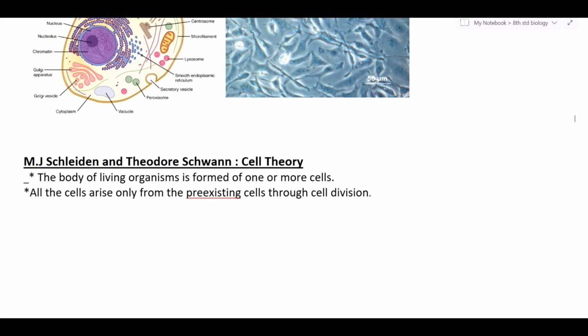The second theory: all cells arise only from pre-existing cells through cell division. Let's take an example of growing plants. Plants are grown with different methods like growing by seeds or vegetative propagation. But some basic source should be there. It cannot grow by itself. And when it comes to the word cell division, we will learn in detail in the further classes.